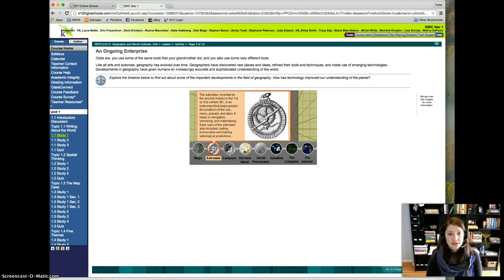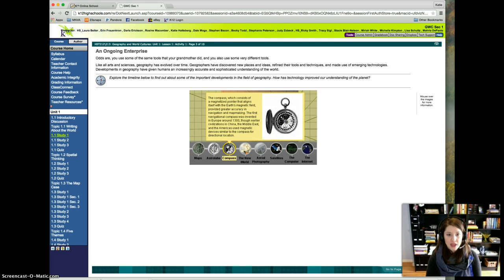An astrolabe. The astrolabe was invented by the ancient Greeks in the 1st and 2nd century BC. It's an instrument that helps predict the position of the sun, moon, planets, and stars. It helps in navigation, surveying, and mapmaking. Early uses of the astrolabe included casting horoscopes and making astrological predictions.